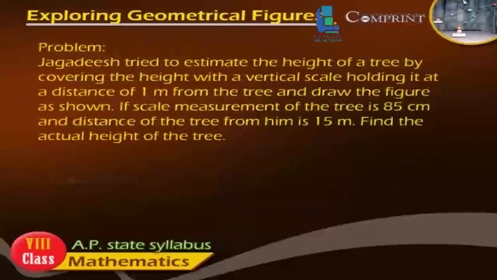Problem. Jagdish tried to estimate the height of a tree by covering the height with a vertical scale, holding it at a distance of 1 meter from the tree, and drawing the figure as shown. If the scale measurement of the tree is 85 centimeters and the distance of the tree from him is 15 meters, find the actual height of the tree.